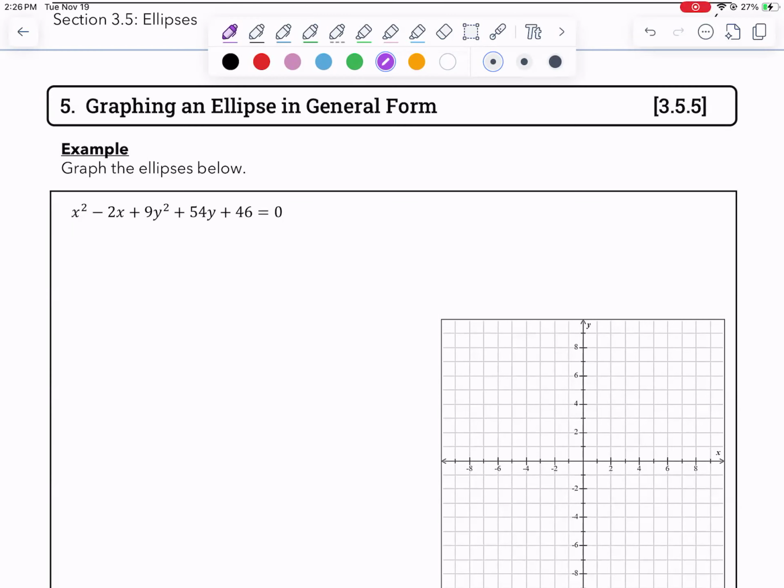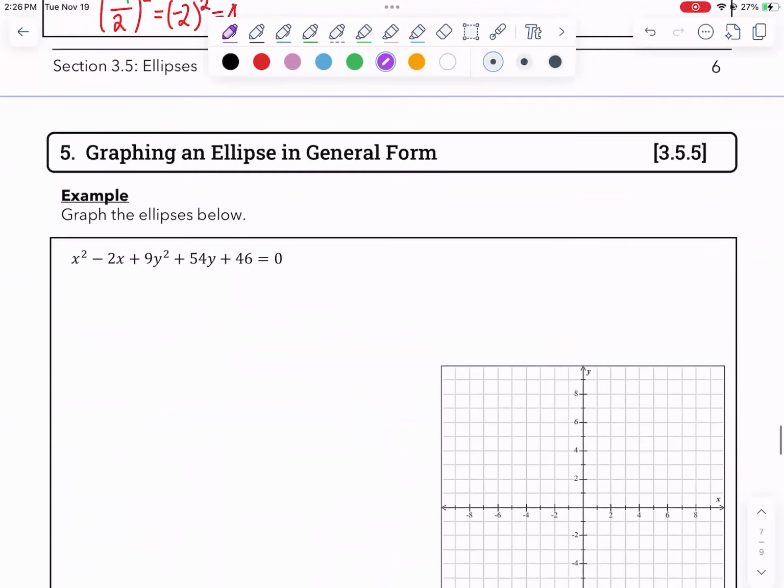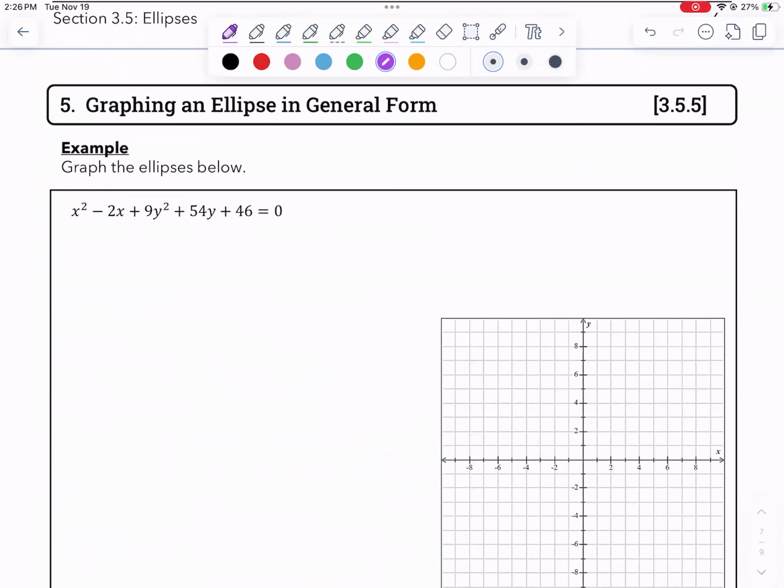Graphing an ellipse in general form. If you did not watch my completing the square video previously, please note that I am not going to be going into detail into the completing the square process, which will be vital to this problem. So if you're confused, watch the previous video.